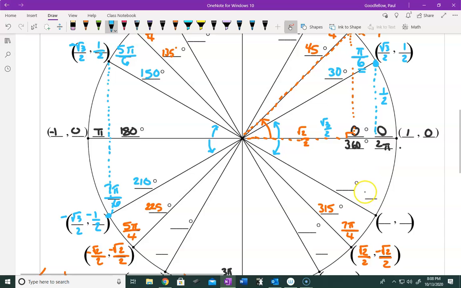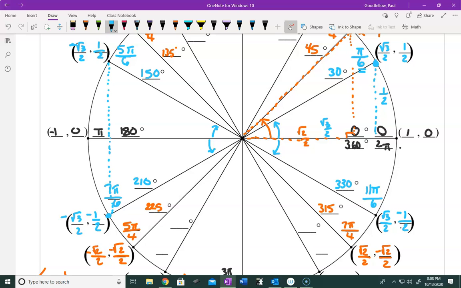That would make this one 11 pi over 6, because it's pi over 6 shy of 2 pi. And that would be 30 degrees shy of 360, which would make it 330. And again, it would be the same answers of root 3 over 2 and 1/2. But since it's in the fourth quadrant, it's positive x and negative y. And that would be the answers for the pi over 6 locations.